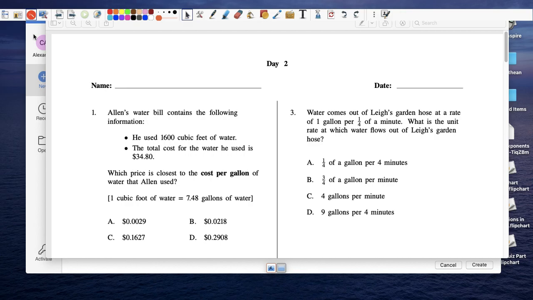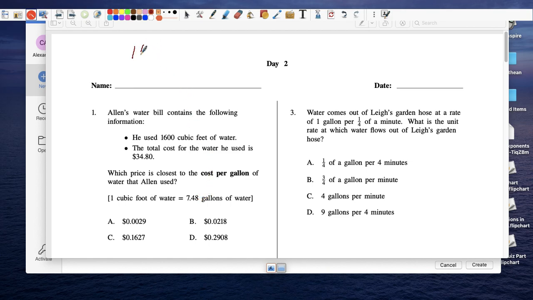Like I said yesterday, try to have a calculator handy because that's what you're going to be using a lot of. So, first question: what price is closest to the cost of a gallon of water that Alan used? He used 1,600 cubic feet, right? And every cubic foot is 7.48 gallons of water.